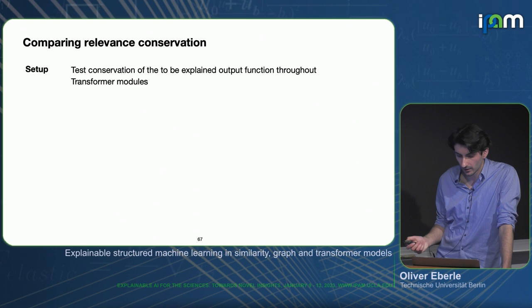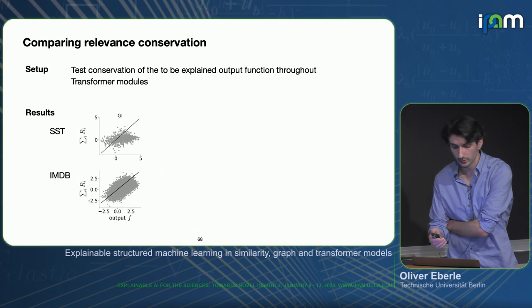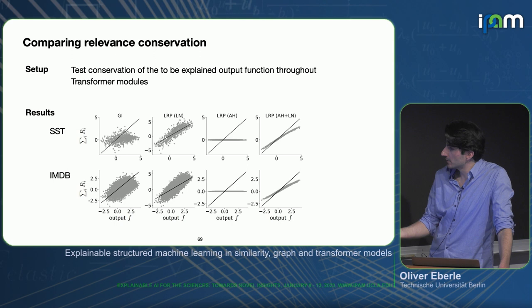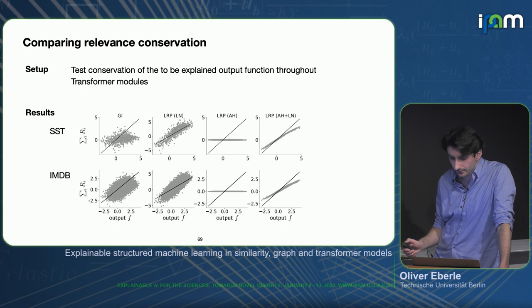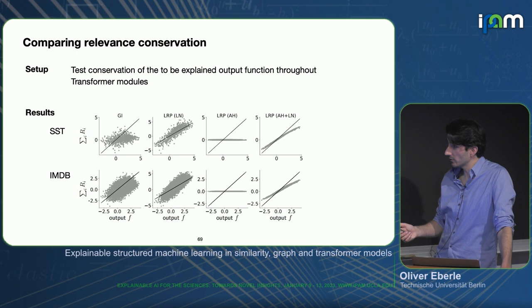This is what happens if you apply the gradient times input baseline to two different data sets. SST and IMDb are both data sets for movie review classification. This is the pattern that we've already seen, and it replicates also to other data sets. Now if we apply our layer normalization rule and detach the denominator, we see that it already improves a bit, and at least it follows the line a bit better. If we apply the attention head rule and detach the attention scores, we massively decrease the spread of the conservation distribution. But only the combination of the layer norm and the attention head rules is able to give you a result that follows the ground truth that you would expect more closely.